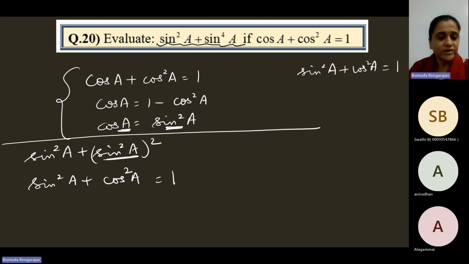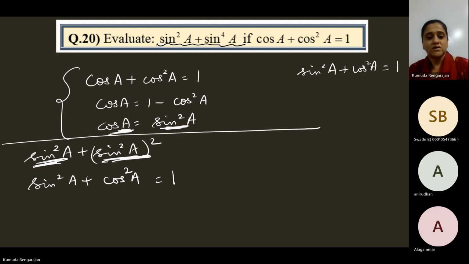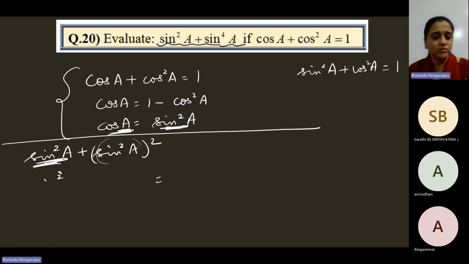For this one you don't write cos a. Sin square a is equal to cos a, no? Don't write cos a for this. Sin square a is good. Have it as it is. This one is only to the power 4. We don't want this. So here, instead of sin square a, what did we do?